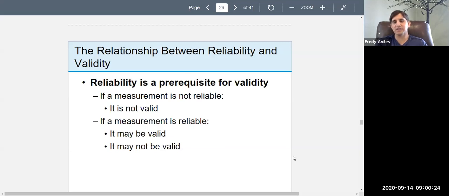Validity is harder to establish, but in order to even have a chance of establishing validity, you have to have reliability. If you don't have reliability, you cannot have validity. But just because something is reliable doesn't mean it's valid.